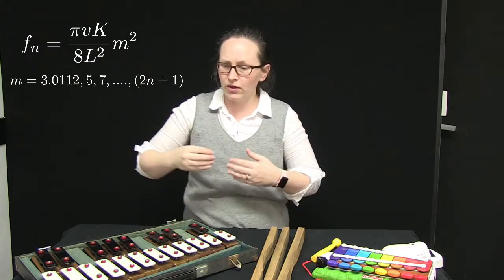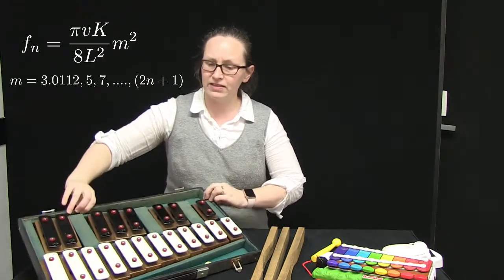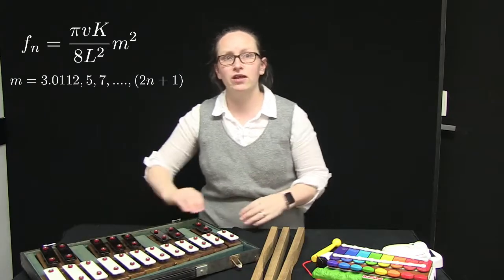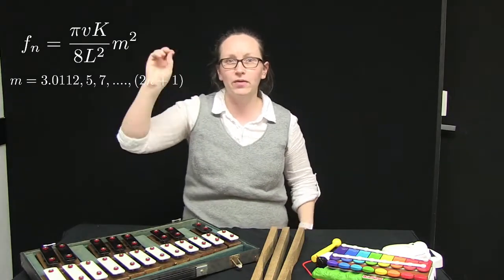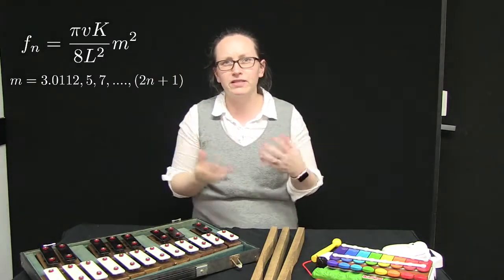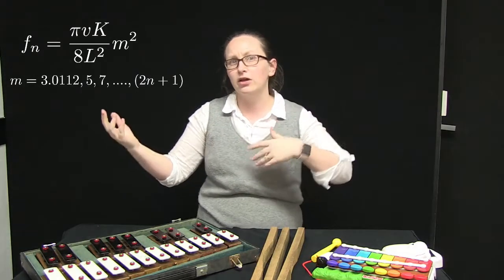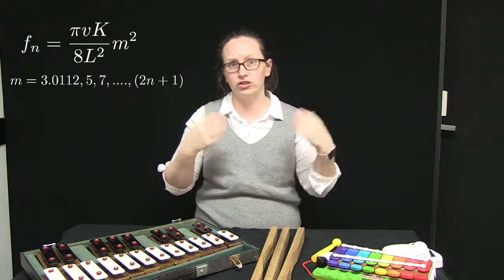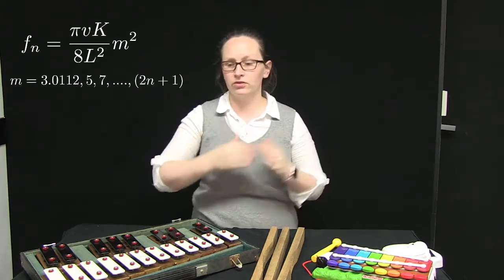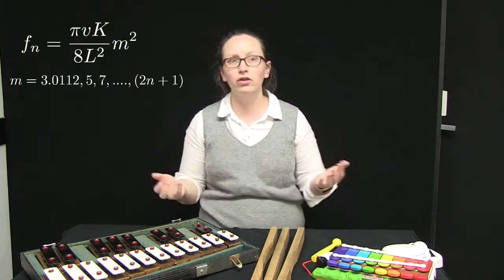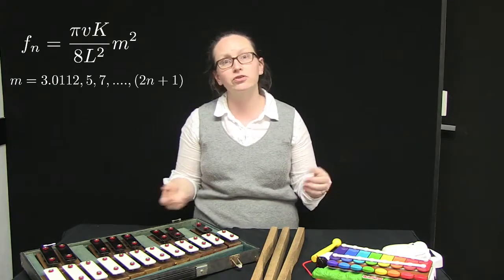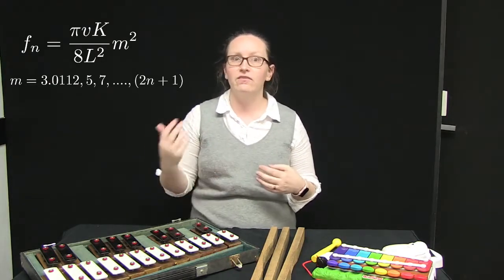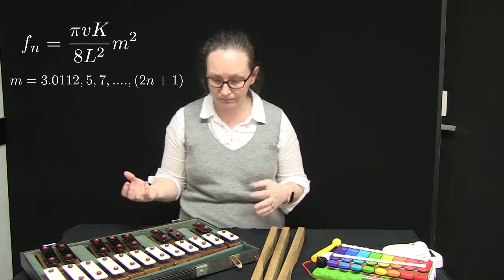So the Glockenspiel doesn't have harmonic overtones because of that M squared term. The natural frequency goes up as M squared rather than as M, as it did in the standing waves on the strings and pipes, where the natural frequencies were all integer multiples of the fundamental frequency for that note.